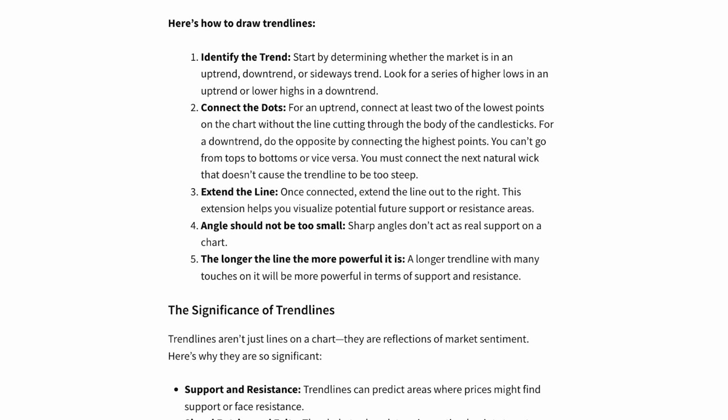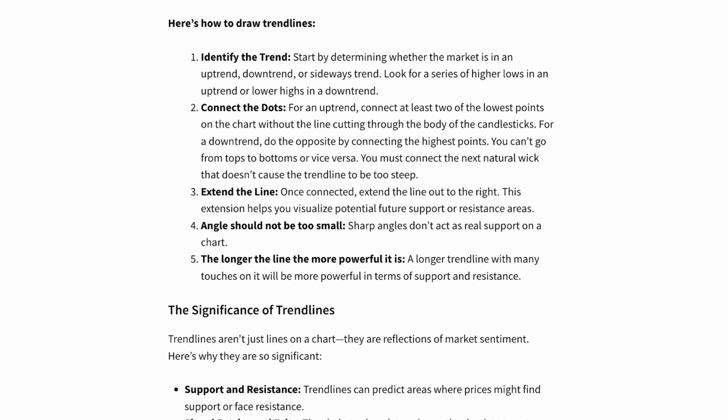And then what you want to do is connect the dots. So for an uptrend, we want to connect at least two of the lowest points on the chart without cutting through the body of a candlestick. For the downtrend, we want to do the opposite. We want to connect two of the highest points without cutting through any candlesticks. So you can't go from tops to bottoms. We want to go from bottom to bottom in an uptrend or from top to top in a downtrend. And you want to connect these candlesticks in the most natural way. And you just need to use some common sense in doing this.